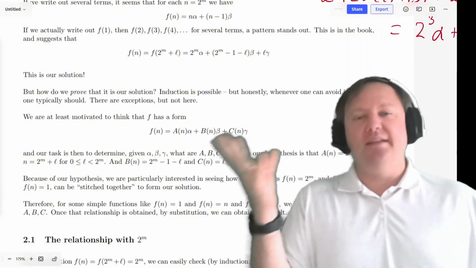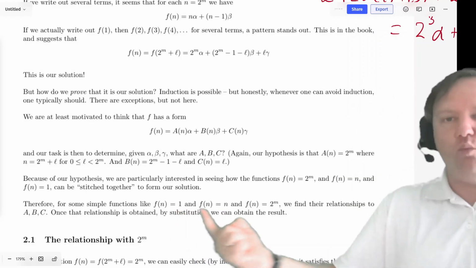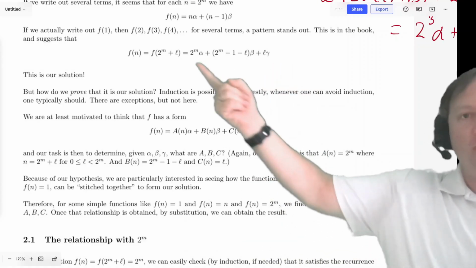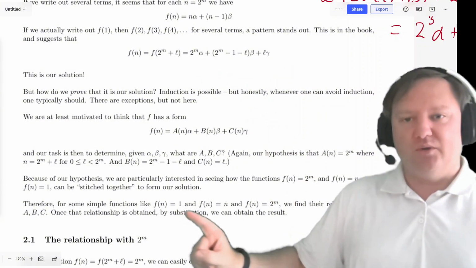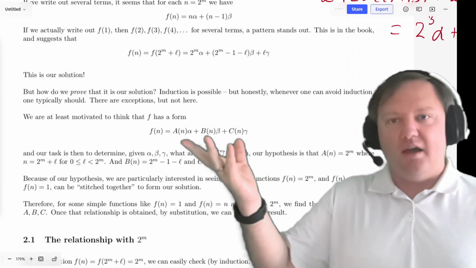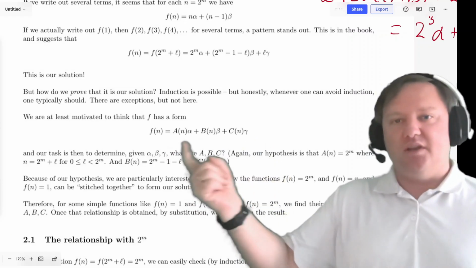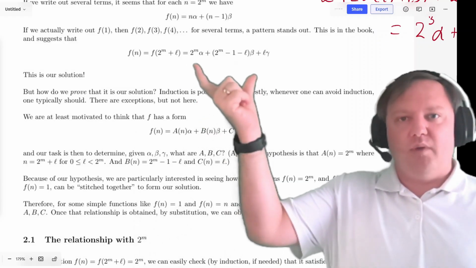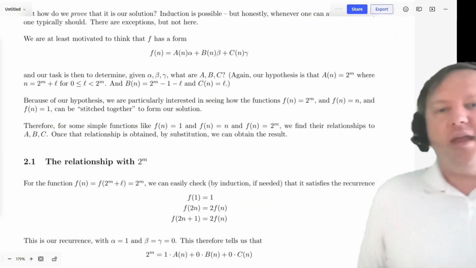But the intuition behind why the repertoire method works is we pick these simple functions, 1 and n and 2 to the m, which certainly relate to our problem, and then we try to see if, by taking combinations of A, B, and C that get our repertoire, we can show that they combine to get exactly what our hypothesis says. So that's the notion of the repertoire method. It'll probably be a little clearer as we get into an example.